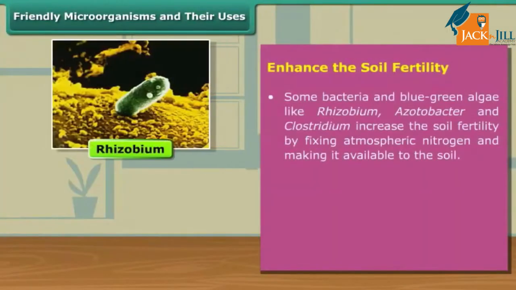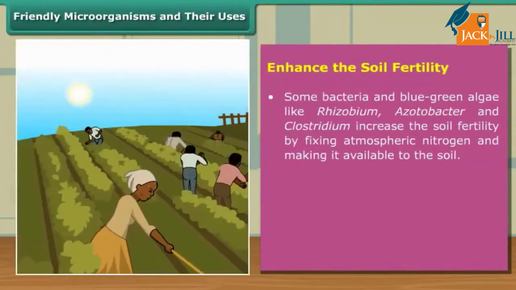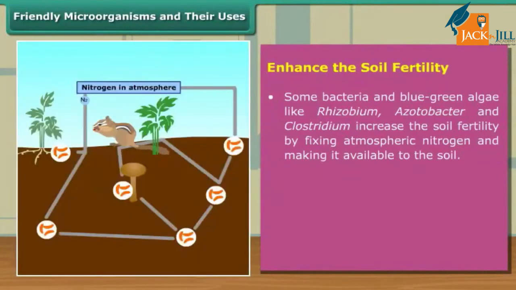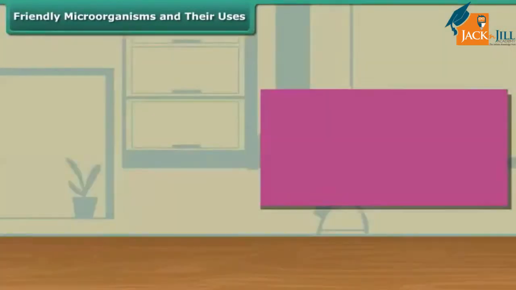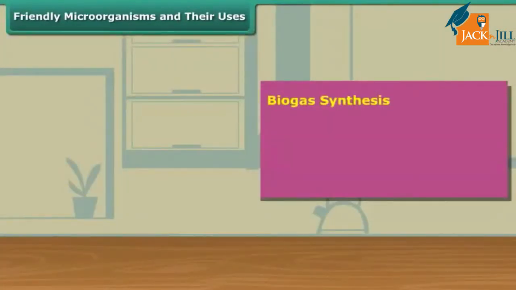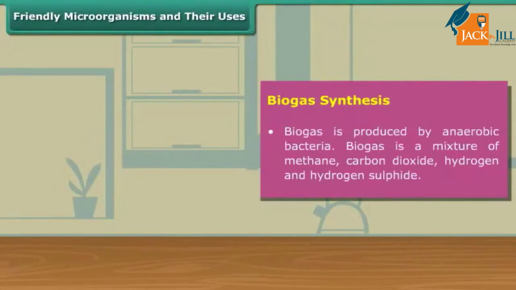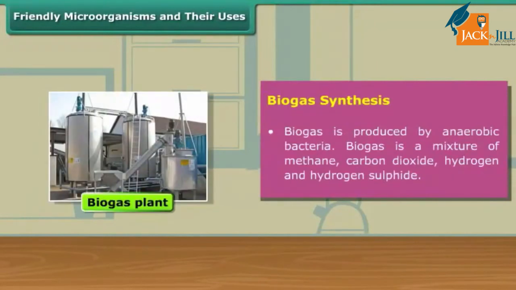Some bacteria and blue-green algae increase soil fertility by the atmospheric nitrogen fixation process. Nitrogen fixation is the biological process in which atmospheric nitrogen is converted into ammonia. There are other friendly anaerobic bacteria that are used in the synthesis of biogas. Biogas is a mixture of methane, carbon dioxide, hydrogen, and hydrogen sulfide.